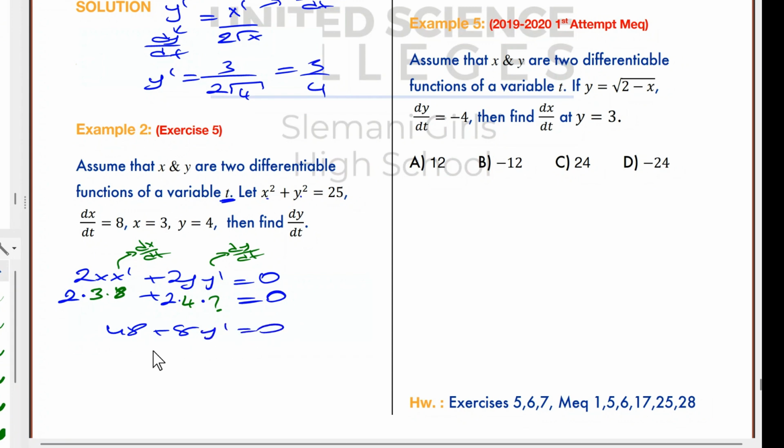Bring 8 y prime to the other side. y prime will be negative 6. That's it.